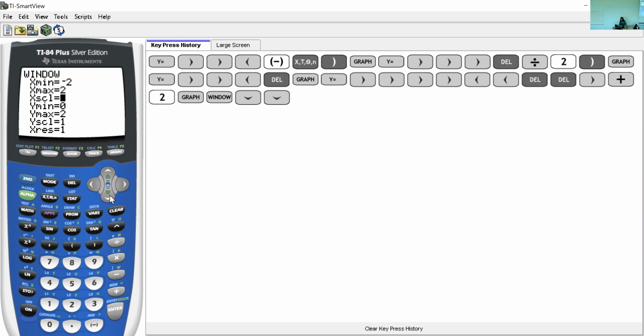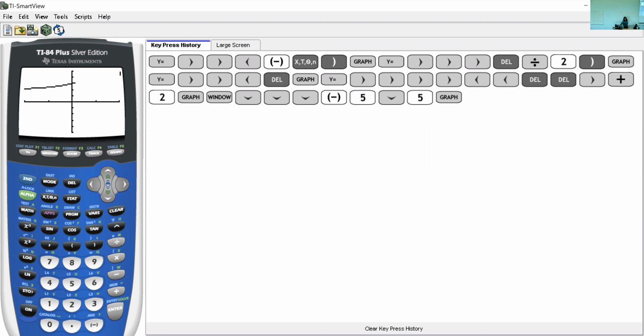Maybe go from -5 to 5 and graph. Good. Whatever the constant is, that gives the y-intercept, and e to the x is e to the x to the power 0. So the y-intercept would be 1, but the asymptote will be along the x-axis.